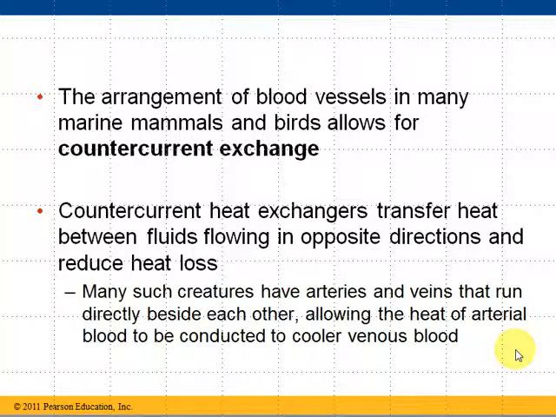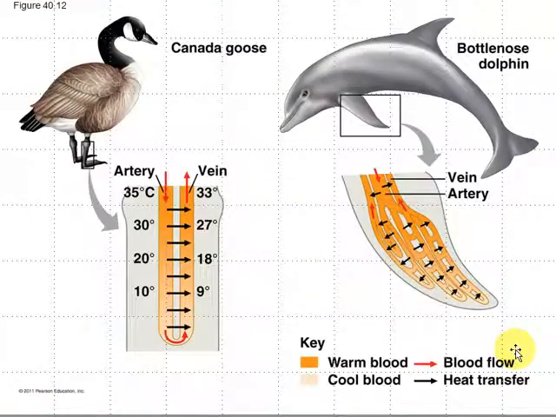A good example here is a Canadian goose, whose feet don't have the insulative properties of the feathers of the body, and the flippers of a bottlenose dolphin that may be in cold water, cold areas, and are not covered with as much blubber and fat as the rest of the body. So they use countercurrent heat transfer to help keep those parts warm, even though they are more exposed and more away from the center portion of the body.